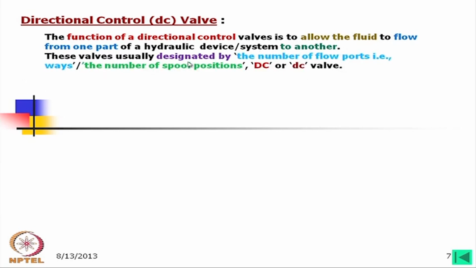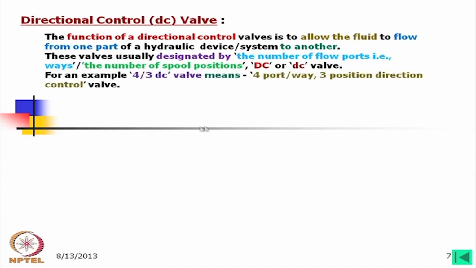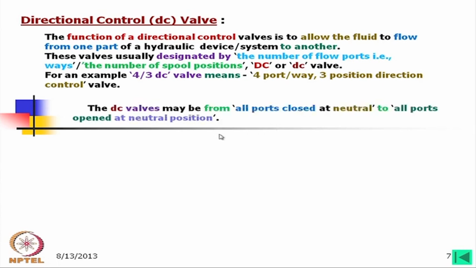The valves are usually designated by the number of flow ports, that is ways, and by the number of spool positions. It is simply called either capital DC or small dc valve. For example, 4/3 DC valve means a 4 port or way, 3 position directional control valve. The DC valves may range from all ports closed at neutral to all ports opened at neutral position.